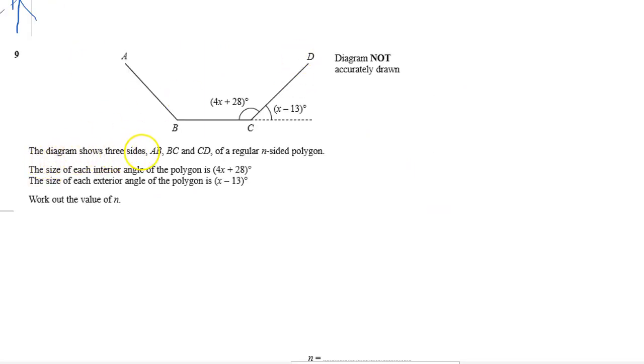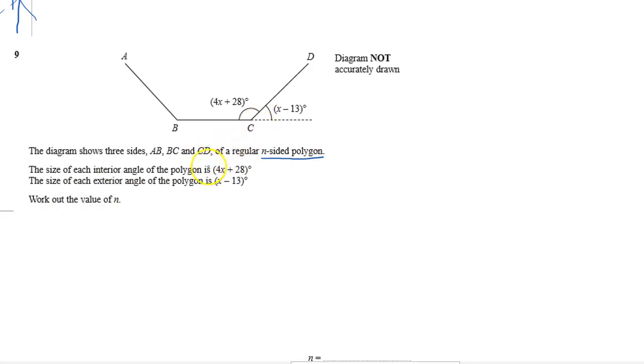The diagram shows three sides, AB, BC and CD of a regular n-sided polygon. The size of each interior angle of the polygon is 4x plus 28. The size of each exterior angle of the polygon is x minus 13 degrees. This is the exterior angle, this is the interior angle. Work out the value of n.